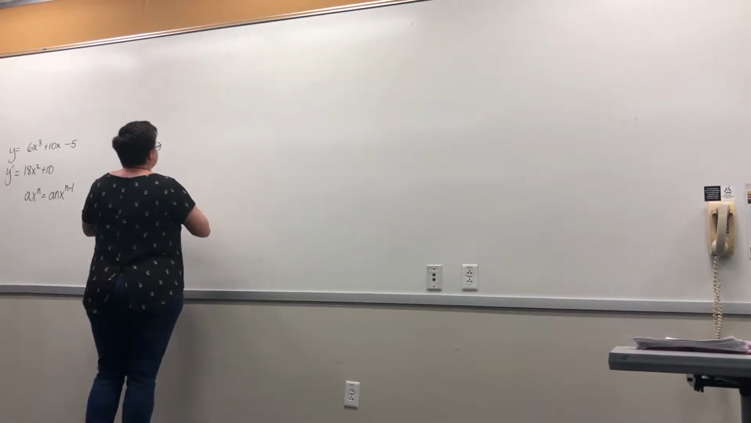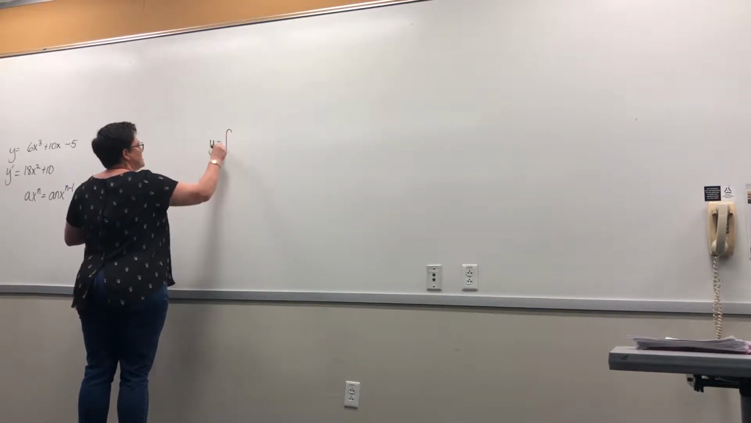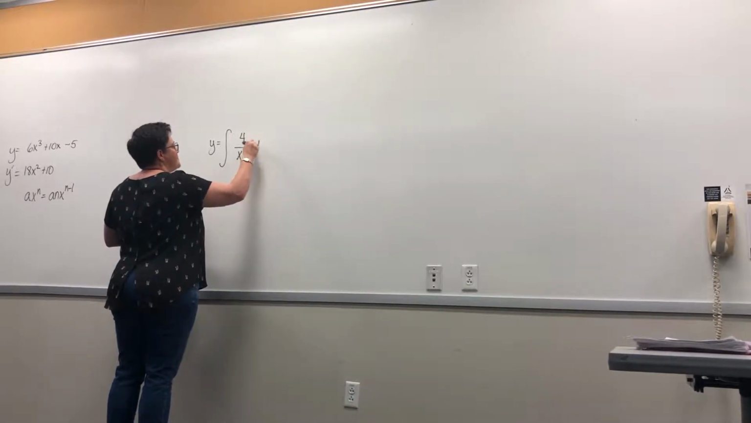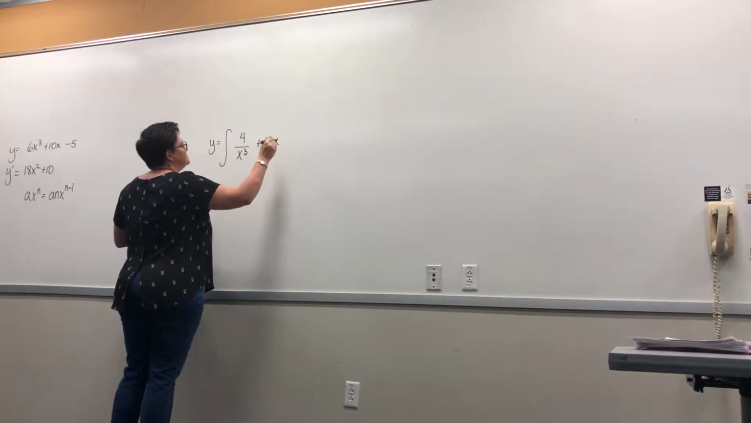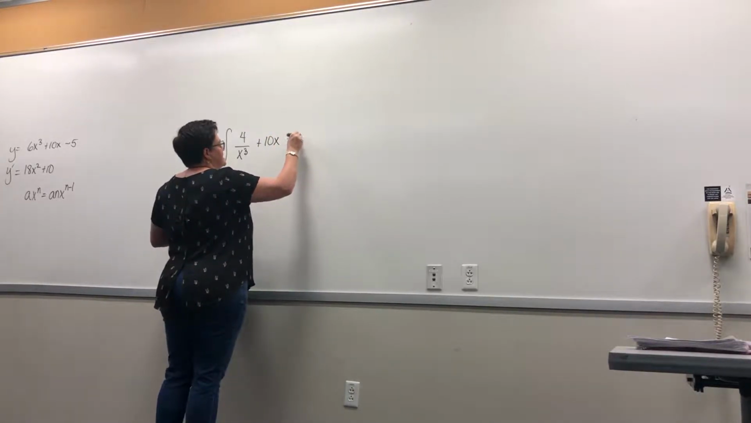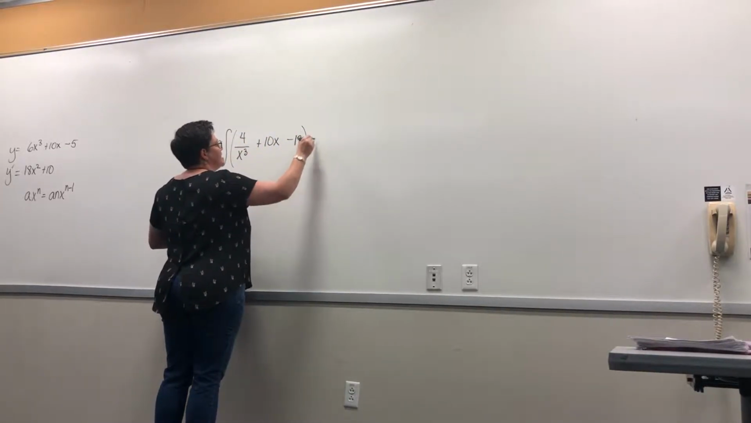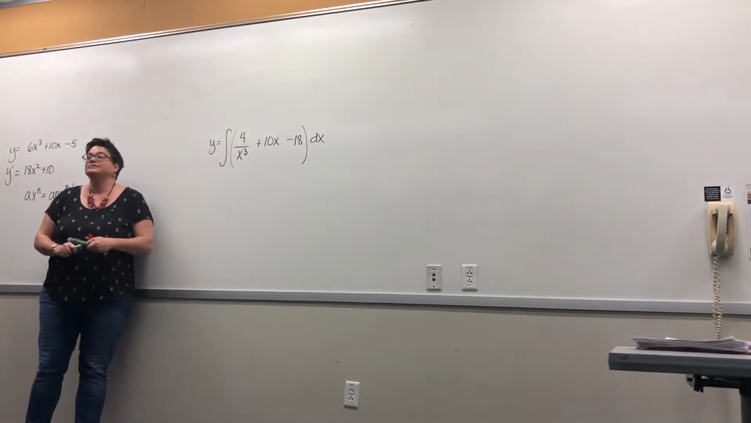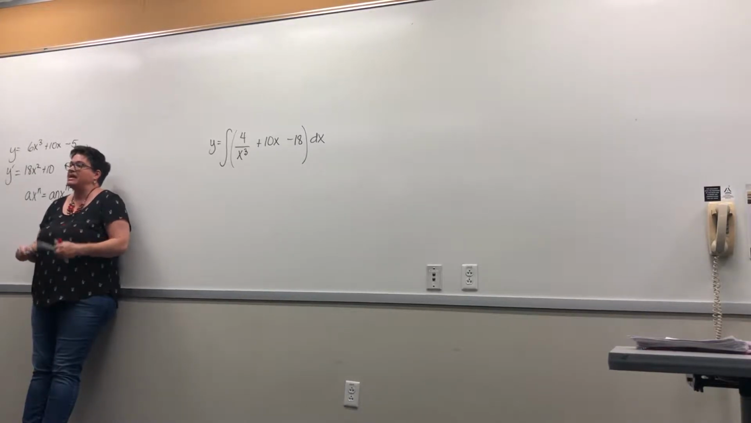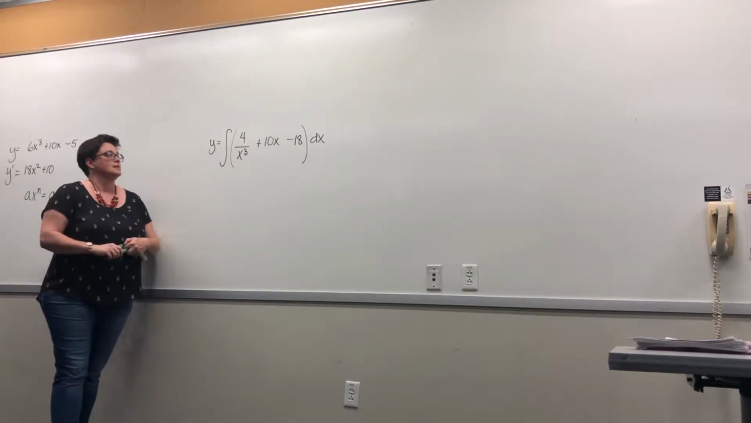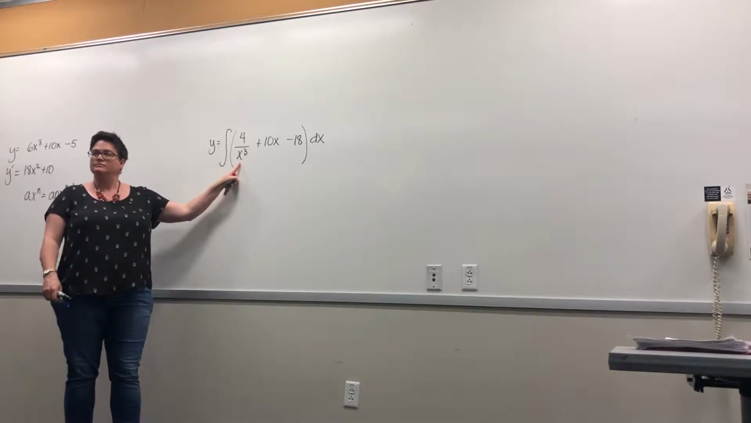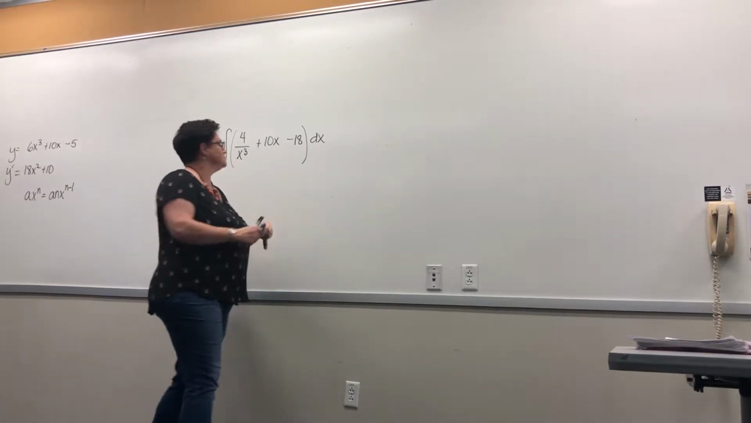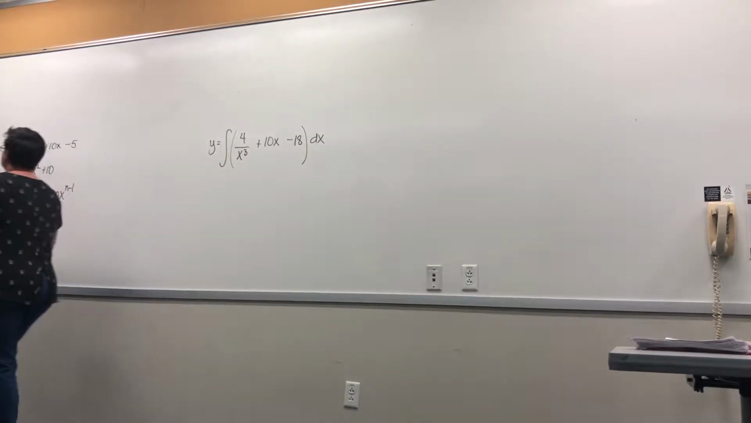y equals the integral of 4 over x cubed plus 10x minus 18, and we're going to integrate all of that with respect to x. Just like when we took derivatives, we need to make every term pretty. Is this pretty? Can I make it pretty? How? Bring the x to the negative third to the top.